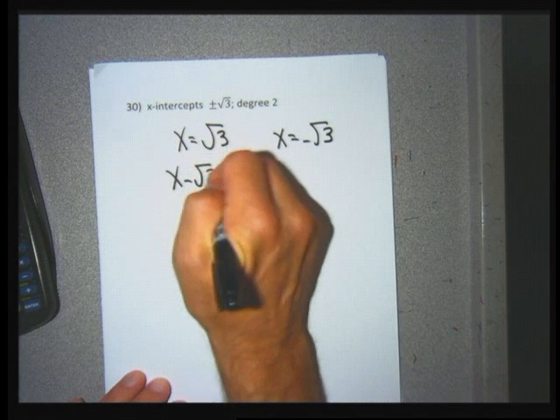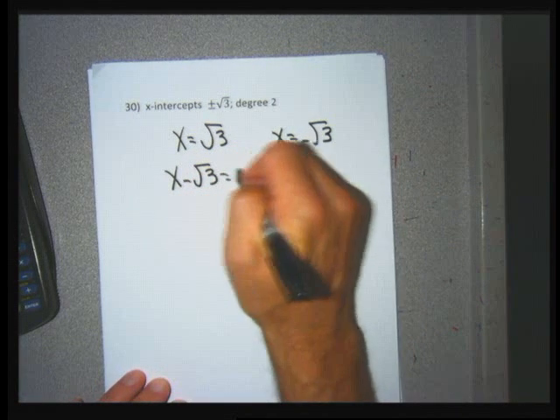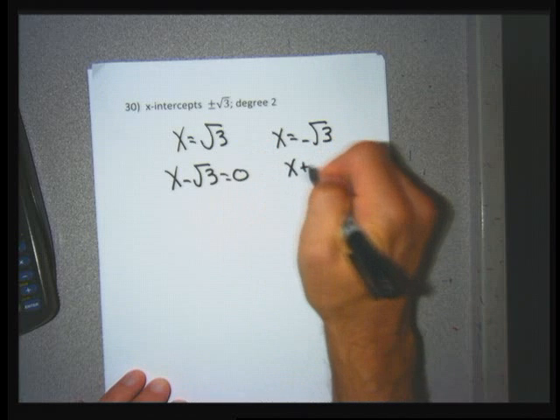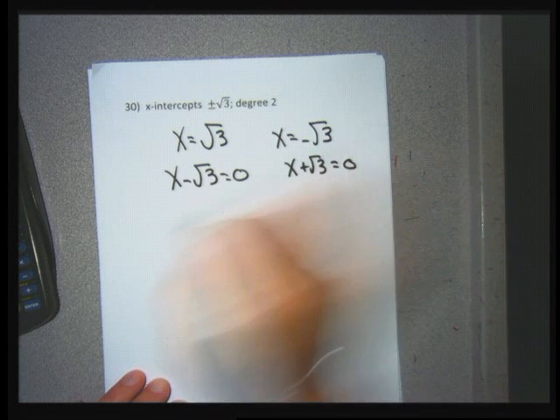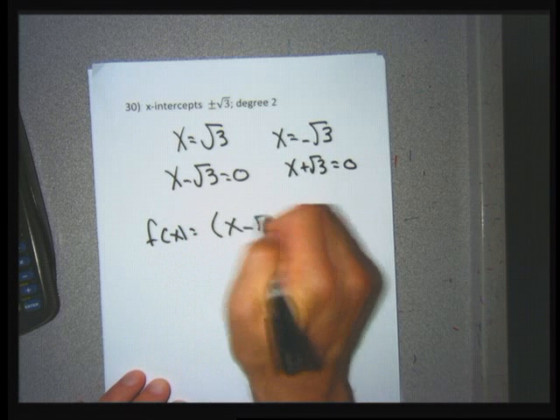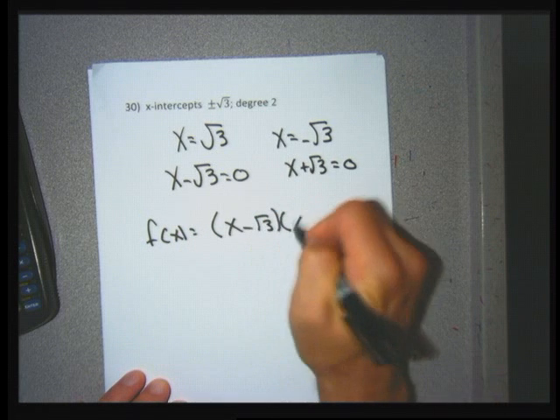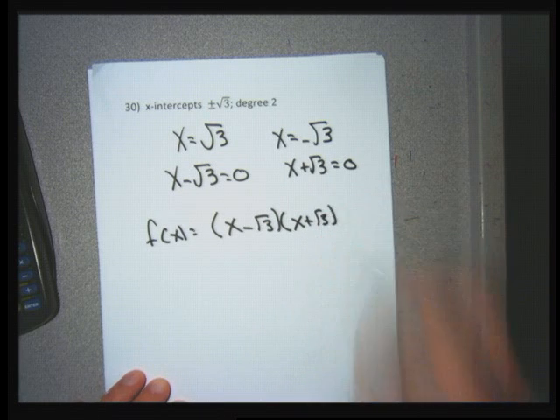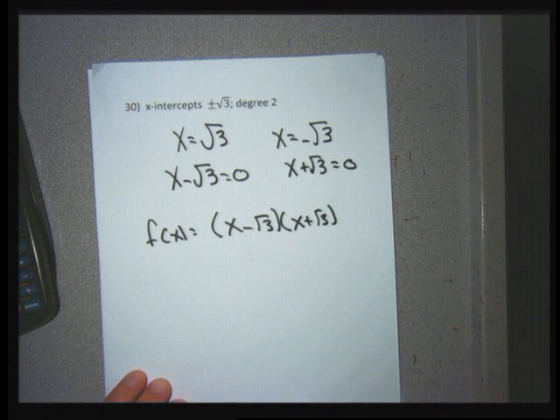I'm going to go x minus square root of 3 equal to 0, and x plus the square root of 3 equal to 0. The function I'm going to find is going to have x minus square root of 3 times x plus square root of 3 multiplied out. I'm going to FOIL this.